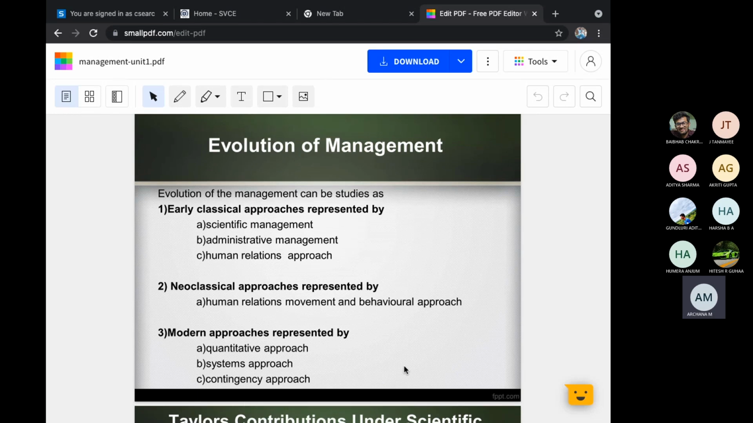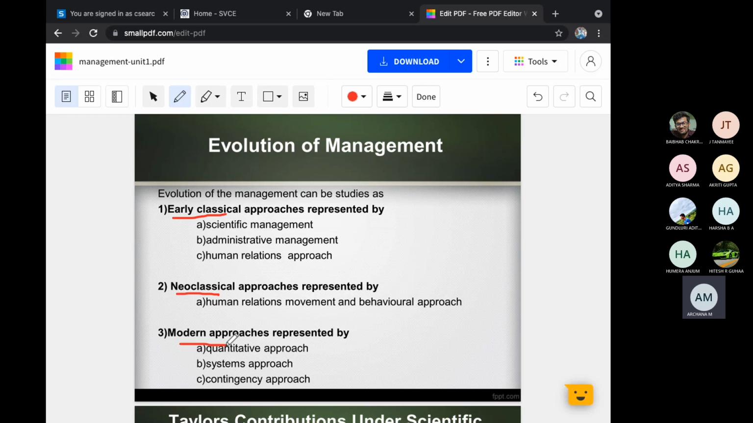Now we will go with this. Evolution of management. What is evolution of management? In that, we have three important approaches. One is the classical approach, one is the neoclassical approach, and the third one is the modern approach. Based on these approaches, they take certain things from the classical approach and the modern approaches, combine everything, and develop theories. Based on that theory, an entrepreneur can develop his own business. We will be studying those theories.